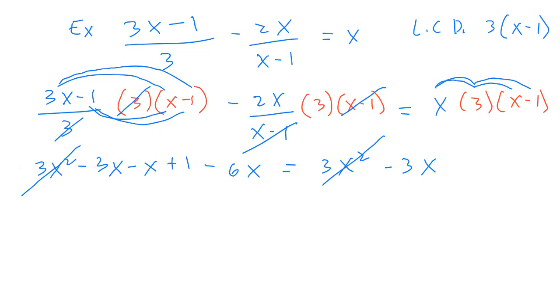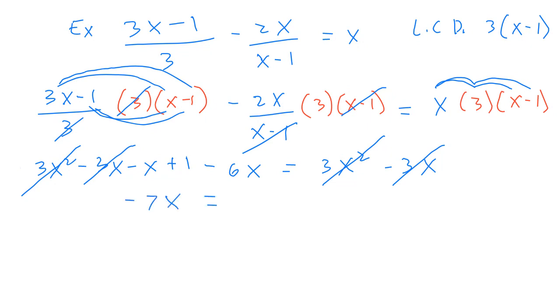And what else can be canceled out? -3x is the same as -3x on the other side. That can be canceled out. So what's left would be negative 7x. That would be negative x plus or minus 6x. That would be negative 7x, combining like terms.